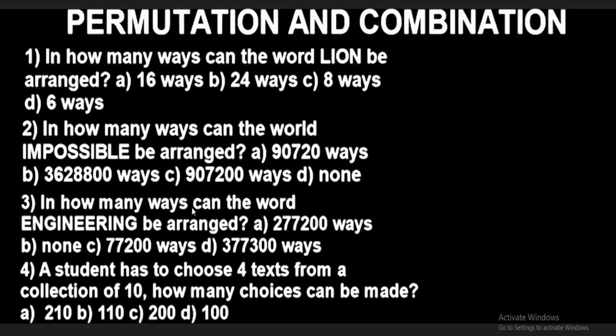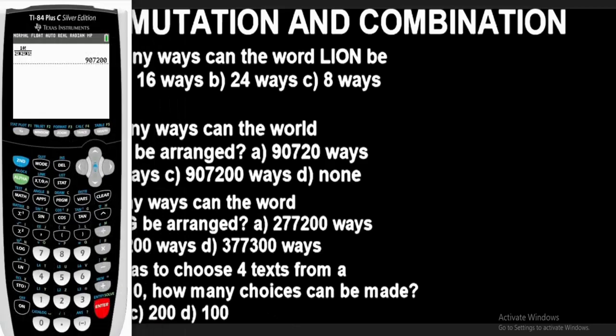It says, in how many ways can the word engineering be arranged? Alright, so the word engineering is made up of 11 letters. If you count it, you're going to count up to 11 letters that make up the word engineering. So it's going to give us, just delete this, this button to bring up fraction again. So it's going to be 11 factorial, that's alpha, this window button for factorial, 9, over.